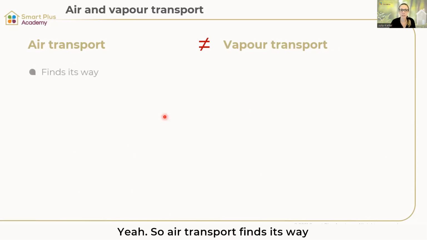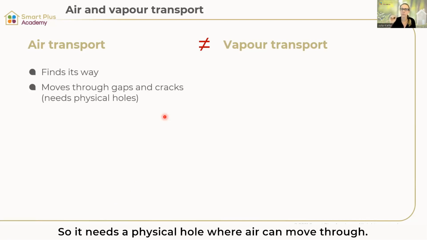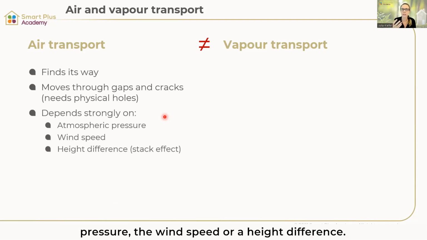I also want to explain to you that air and vapor transport isn't the same. Air transport finds its way, and air moves through gaps and cracks. So it needs a physical hole where air can move through. And that air transport depends strongly on atmospheric pressure, the wind speed, or a height difference. So that air moves.